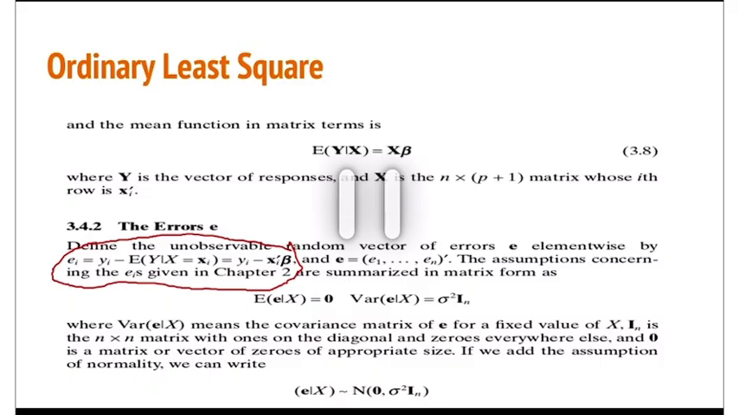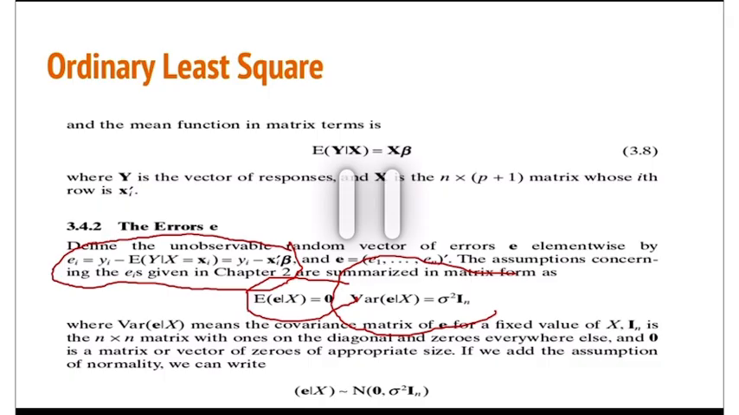We're also going to have that the expectation of the error is 0, and the variance of the error. Now, the difference between this and simple linear regression: in simple linear regression, the variance of error is just sigma squared. But in multiple linear regression, it is sigma squared identity.